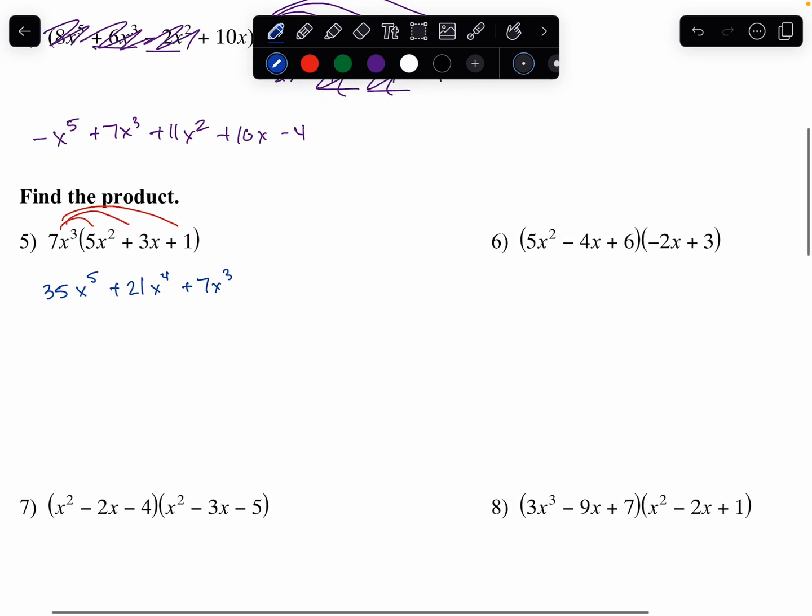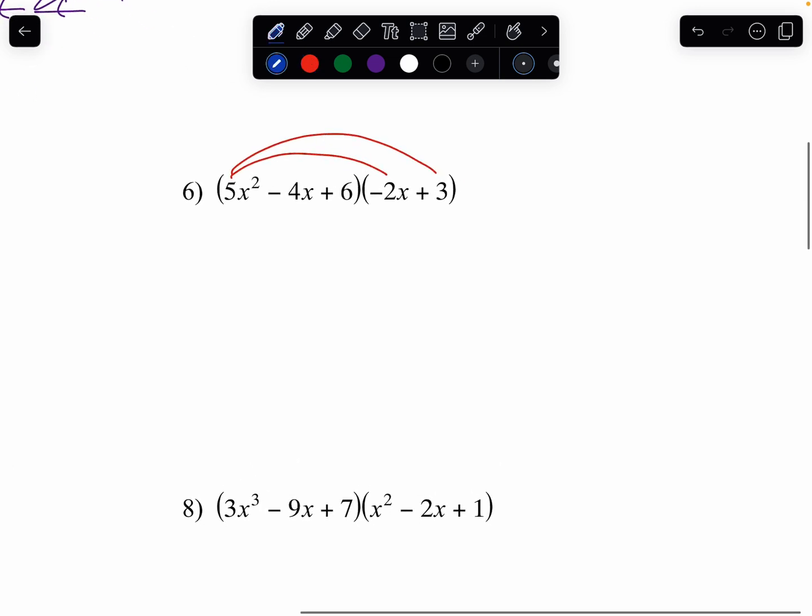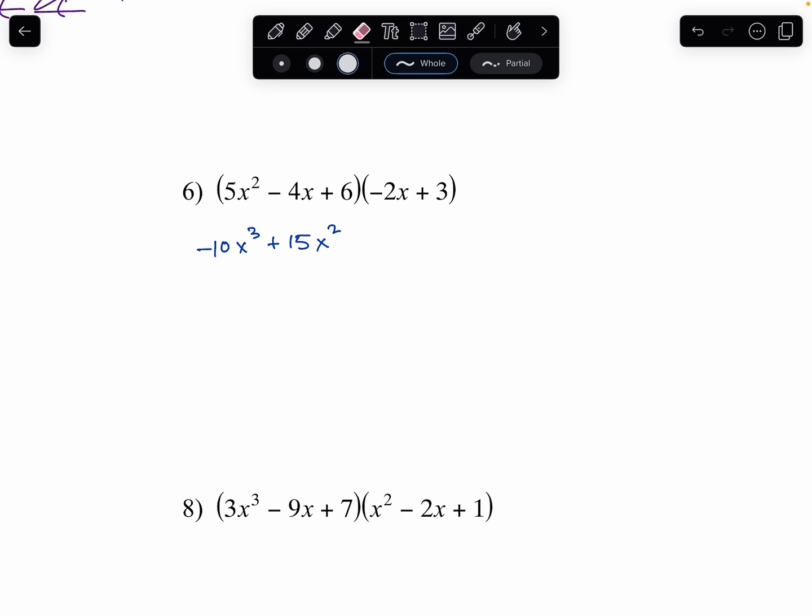All right, for 6, we have a trinomial and a binomial. We're going to have to do some FOILing. So this term right here has to multiply with those two terms. That's going to give me negative 10x to the third, and then plus 15x squared when I multiply those two together, right? Okay, and then I'm just going to keep going down.